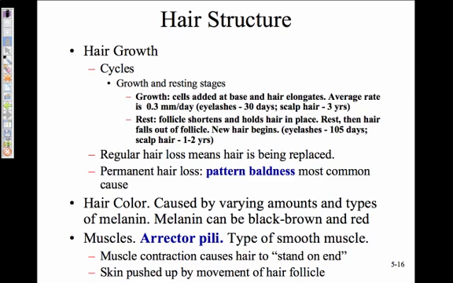Hair color is caused by varying amounts and types of melanin. Melanin can be black, brown, and red, and we talked about melanin and its function in skin yesterday. And then there's muscles attached to the hair follicle. They're called erector pili, and they're a type of smooth muscle, and when those muscles contract, it causes hair to stand on end, and it gives you goosebumps.